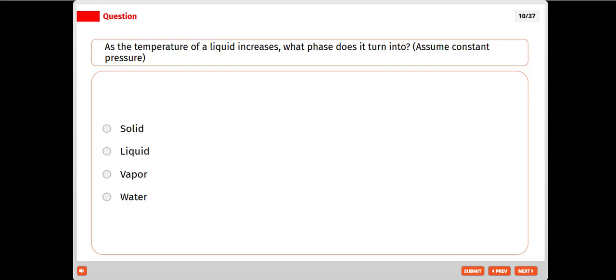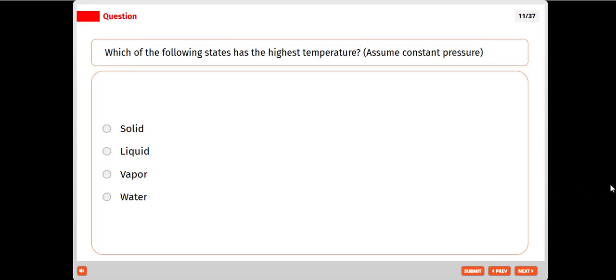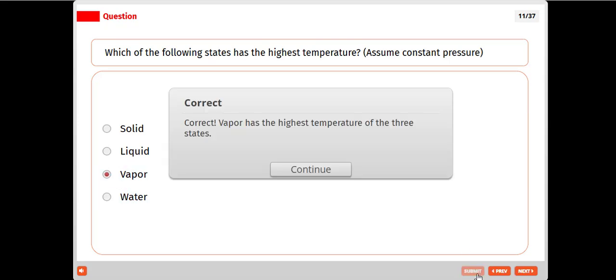As the temperature of a liquid increases, what phase does it turn into? Assume constant pressure. Okay, so as liquid temperature increases, it will convert to vapor. Yeah, that's correct. Which of the following states has the highest temperature? Assume constant pressure. The highest temperature is solid, liquid, vapor. Water vapor, I think, is the highest temperature. Yeah.